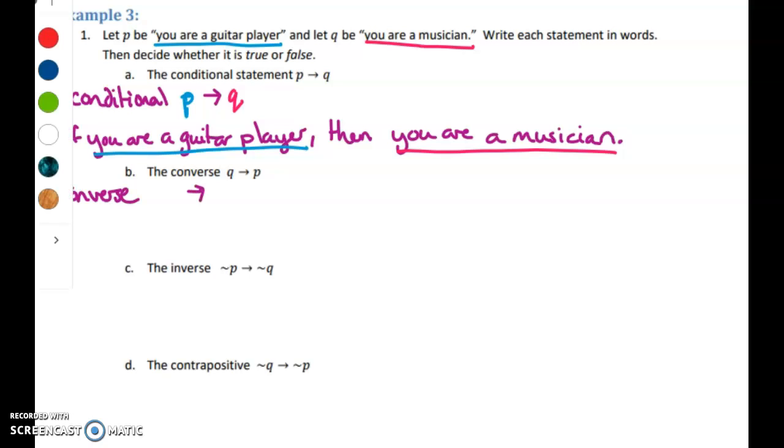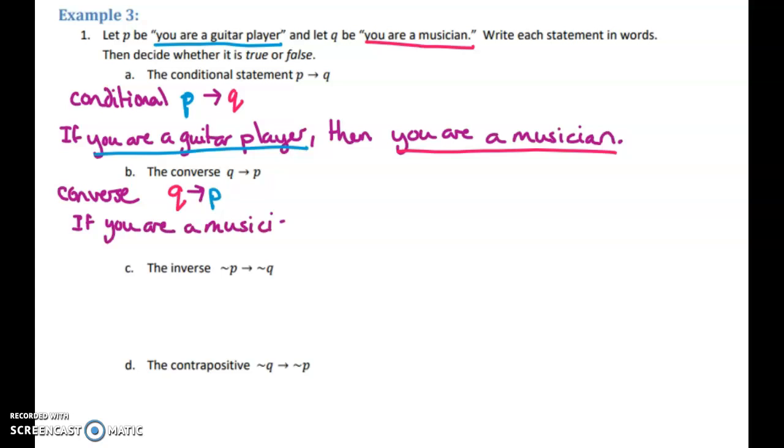And then I wrote it's Q arrow P. And we can refer back to our foldable for help as needed. So a converse, if you look at your foldable, it says it's formed by switching the hypothesis and the conclusion. So let's switch it. If you are a musician, then you are a guitar player.